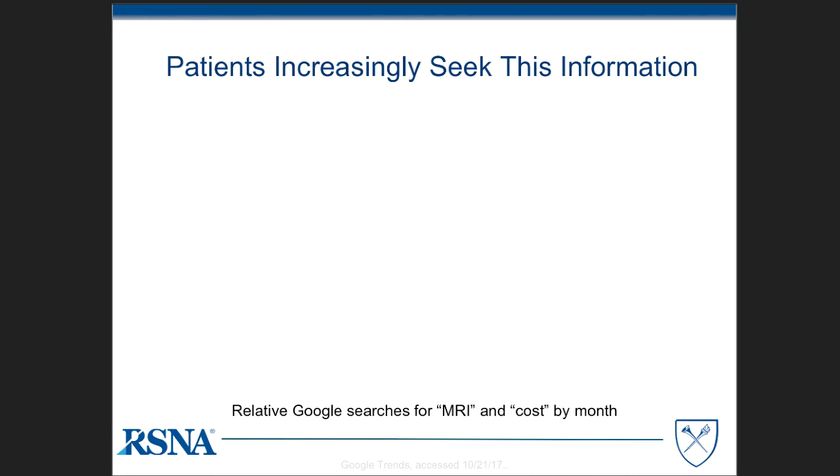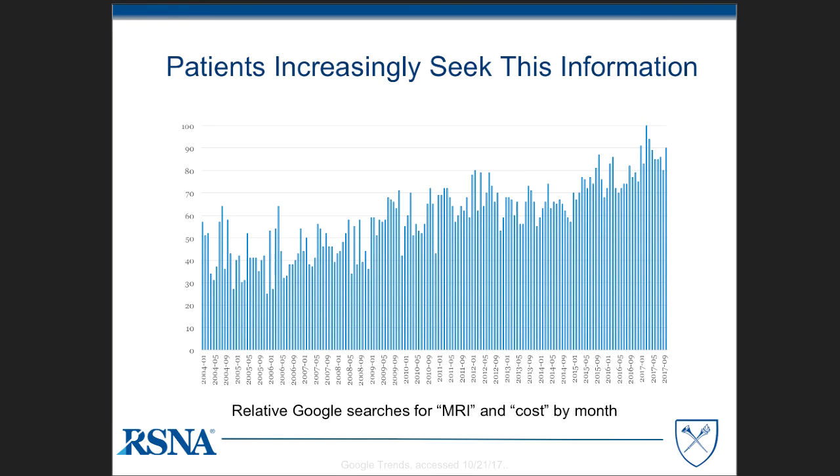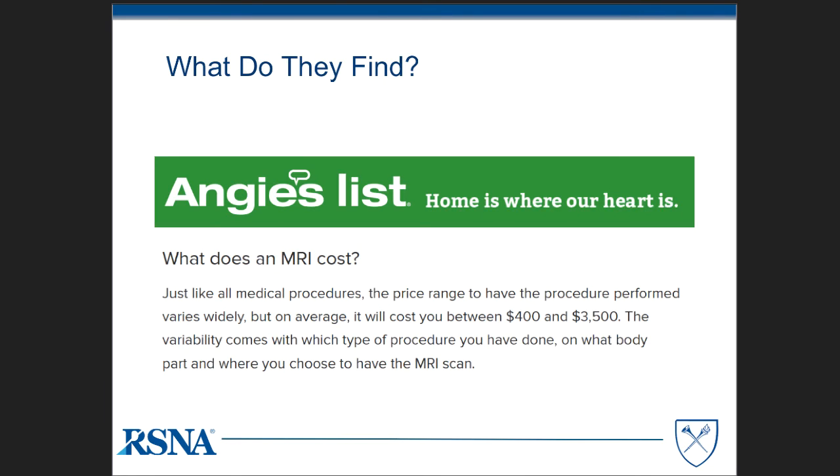Patients want this information. They are increasingly seeking this information. Here are some data on relative Google searches for the simultaneous search for costs and MRI. You can see that these searches have grown dramatically over the last 15 years in this month-by-month comparison. So what do patients find when they do these searches? Unfortunately, the information isn't particularly helpful.